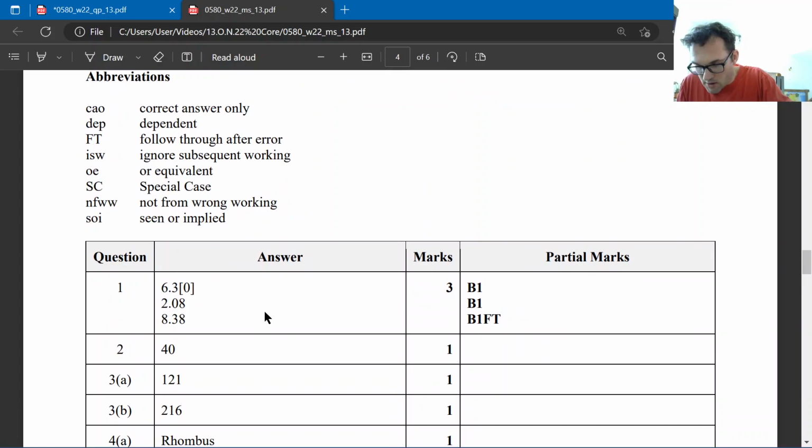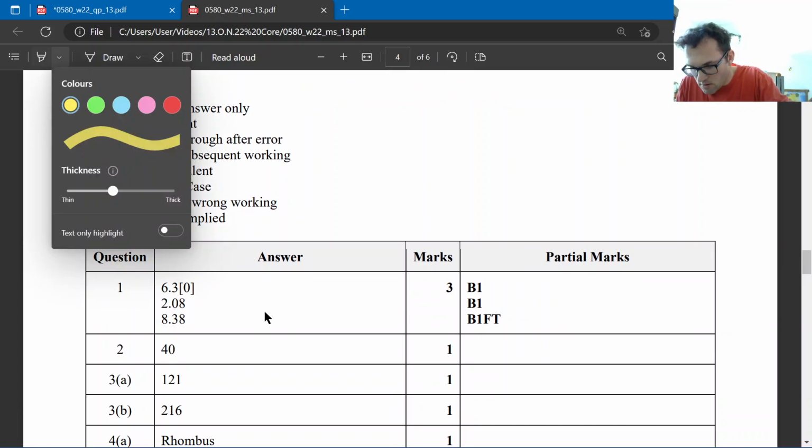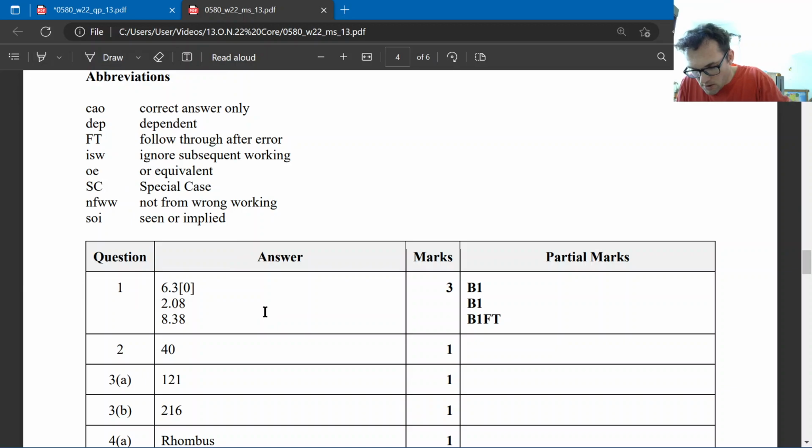And we got it. 630 with or without the 0. 208, 838.